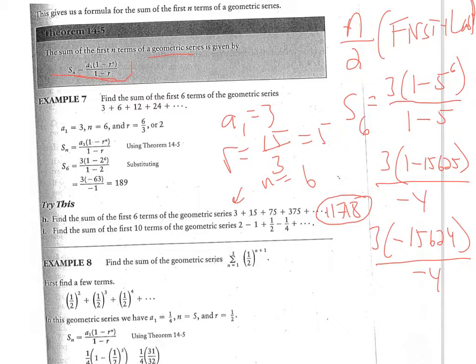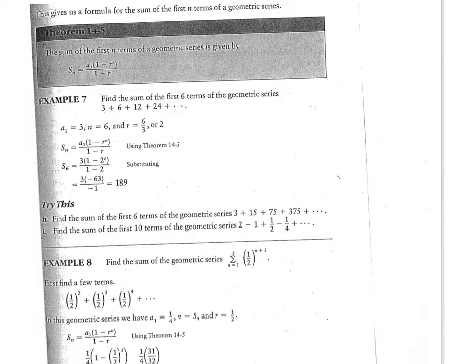All right. So for I, we see the first term is 2. It looks to me like I've got a common ratio of negative 1/2, but let's double check this. So negative 1 over 2 is negative 1/2. Is 1/2 divided by negative 1 also negative 1/2? It is.